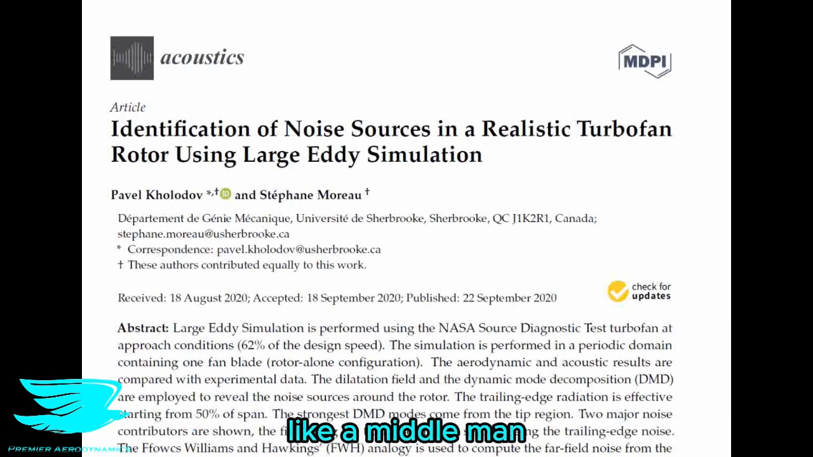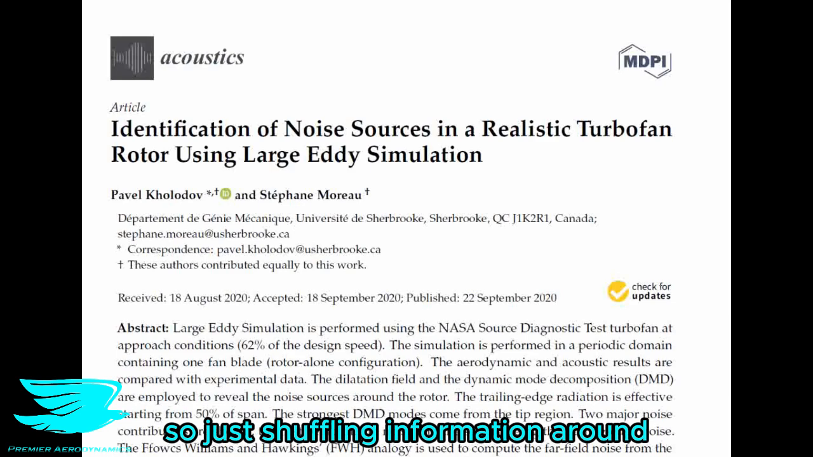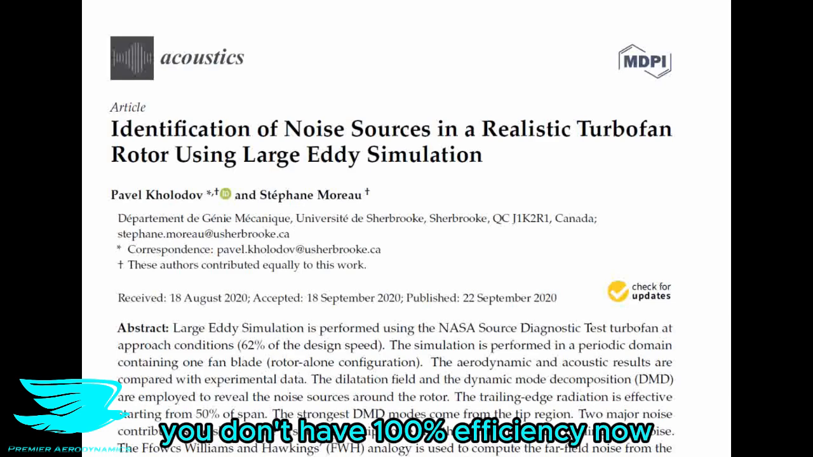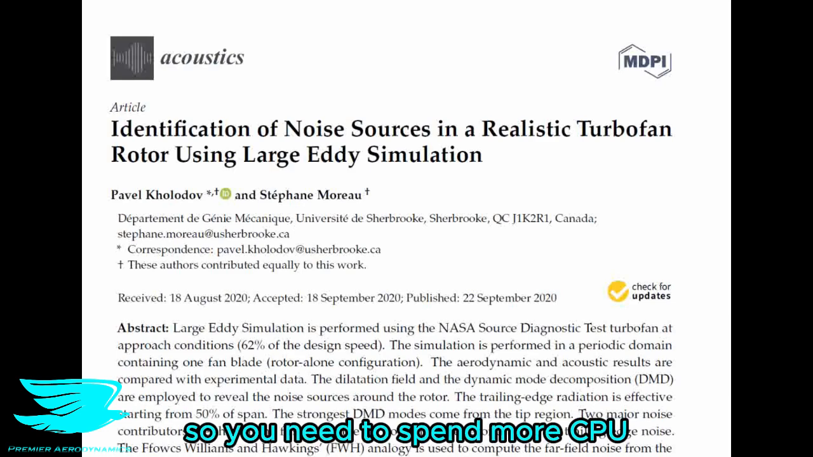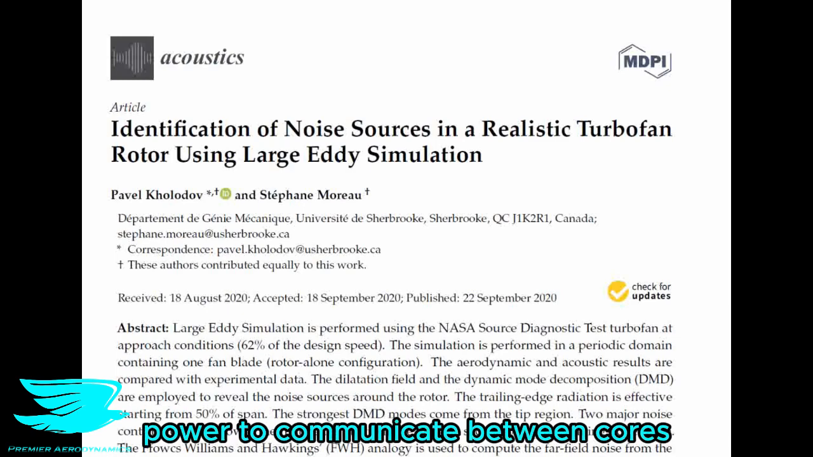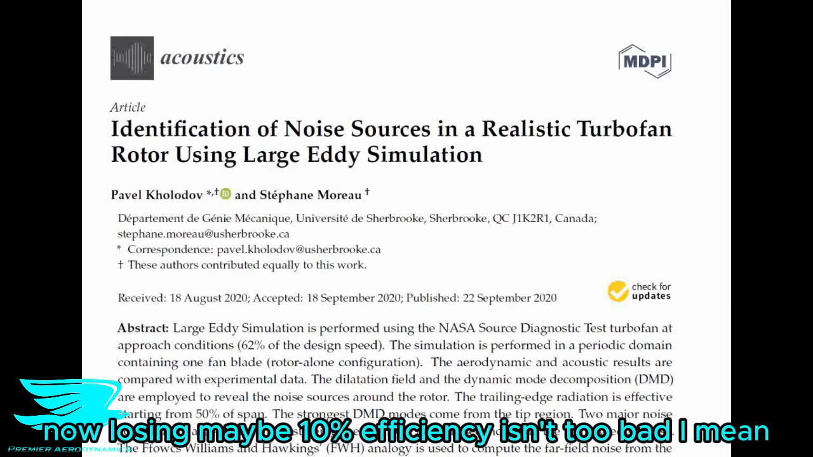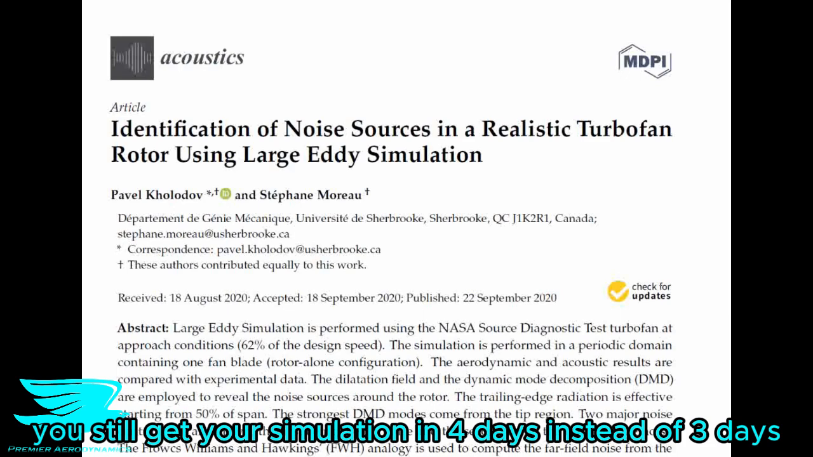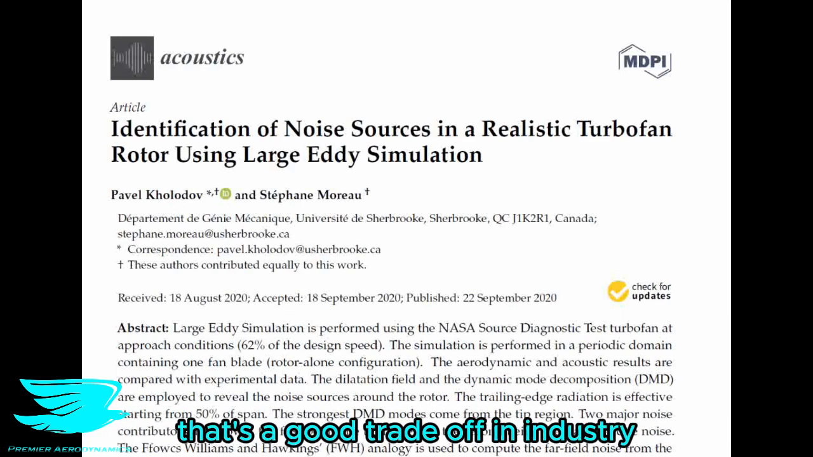It's like a middleman, just shuffling information around, so you don't have 100% efficiency now. So you need to spend more CPU power to communicate between cores. Now, losing maybe 10% efficiency isn't too bad. I mean, you still get your simulation in 4 days instead of 3 days, and that's good. That's a good trade-off in industry.